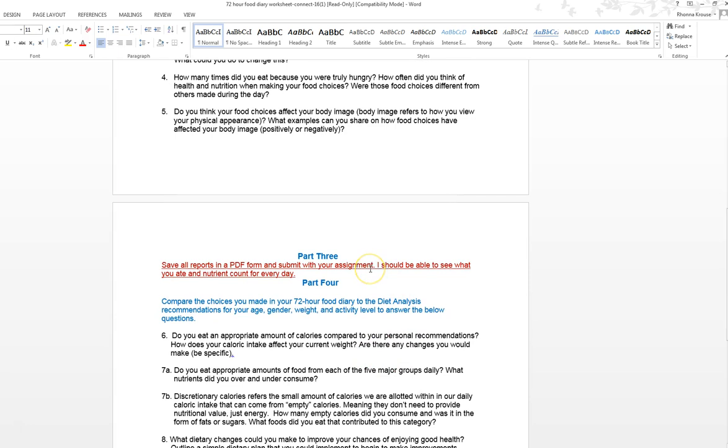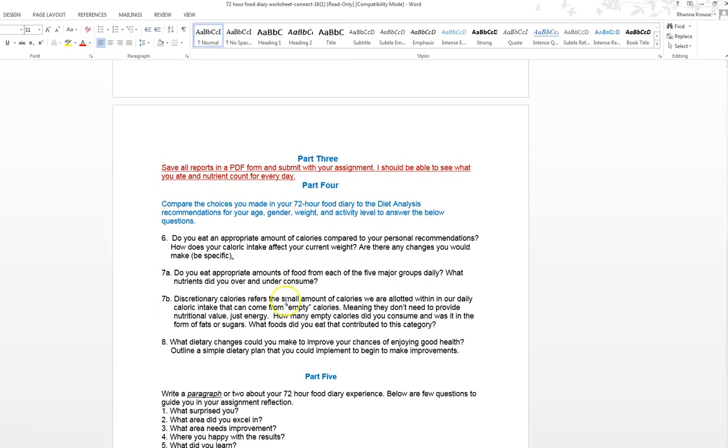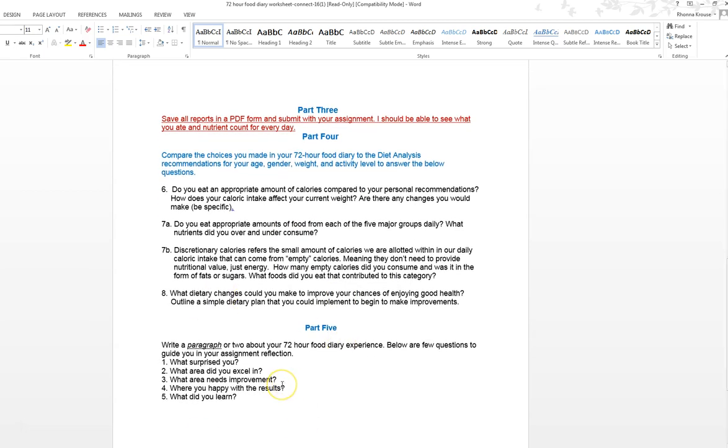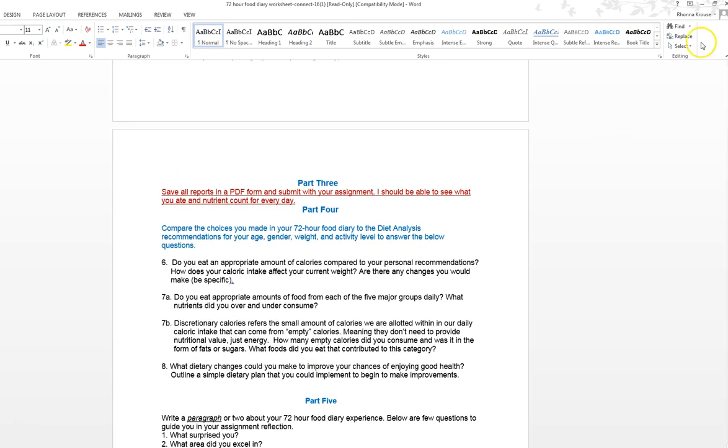You are going to run reports in your diet analysis, you're going to print all reports or save all reports, and you're going to go ahead and attach it to this assignment when you submit it. You can do multiple attachments in Blackboard. Once you get all your reports, you're going to then evaluate your reports. How are you eating compared to current recommendations? And then you're going to write a summary about that assignment. If you have questions on this, please let me know.